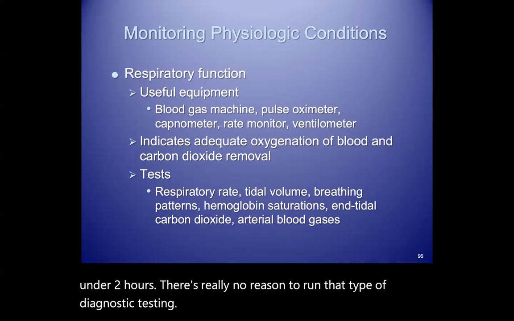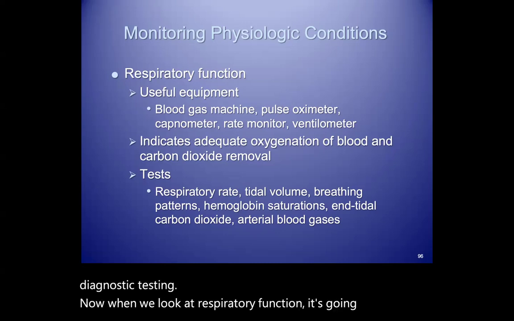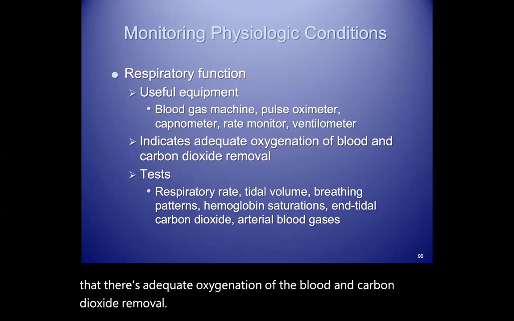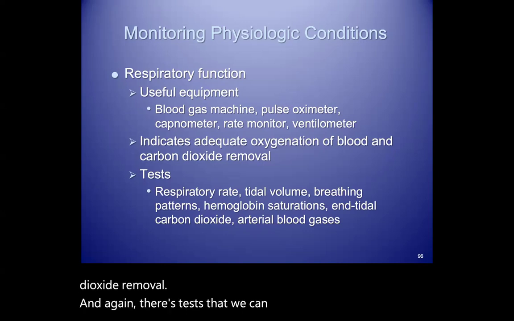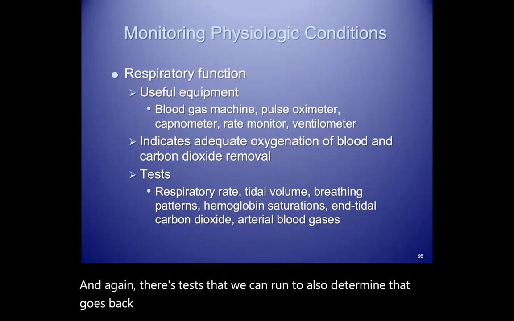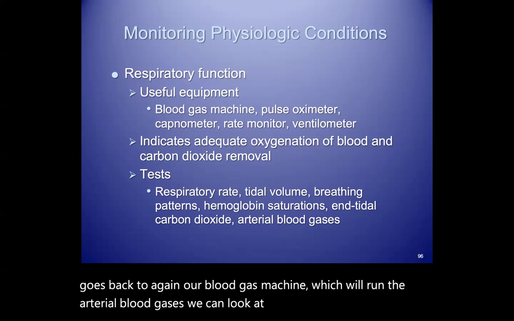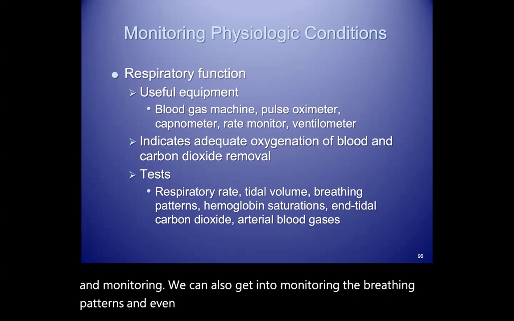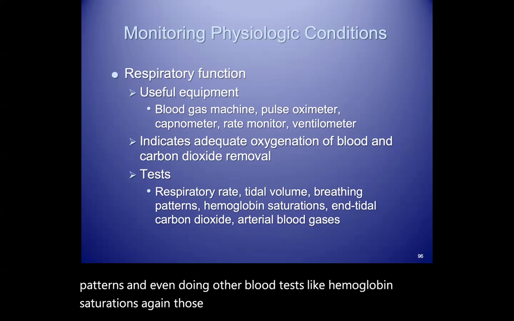Now, when we look at respiratory function, it's going to indicate that there's adequate oxygenation of the blood and carbon dioxide removal. And again, there's tests that we can run to also determine that. That goes back to, again, our blood gas machine, which will run the arterial blood gases. We can look at just plainly the respiratory rate and monitoring. We can also get into monitoring the breathing patterns and even doing other blood tests like hemoglobin saturations. Again, those are all things that we can use.